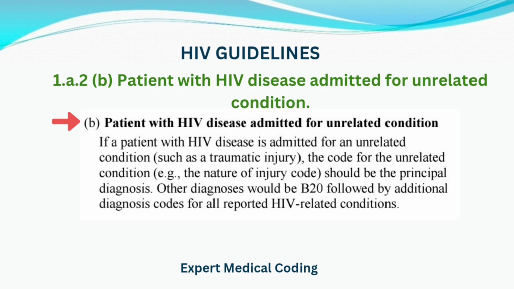This one is about what to do when a patient with HIV disease is admitted for an unrelated condition. If a patient with HIV disease is admitted for an unrelated condition such as traumatic injury, the code for the unrelated condition should be the principal diagnosis. Other diagnoses would be B20 followed by additional diagnosis codes for all the reported HIV related conditions.